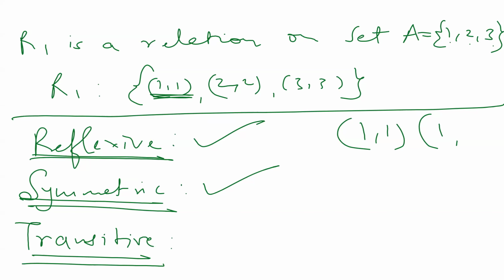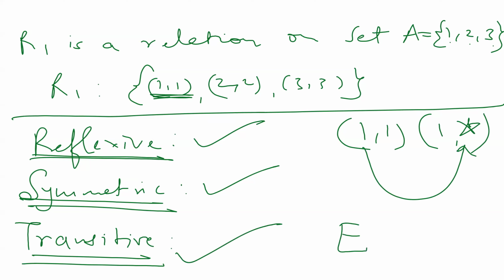And there is no other ordered pair starting with 1, so that we can combine and prove it is transitive or not. So we cannot really check transitivity over here. And whenever we are not able to check transitivity, it is transitive. So this is an equivalence relation.